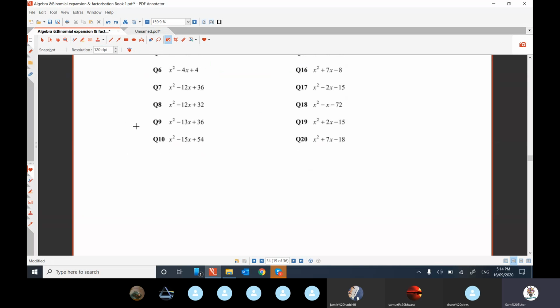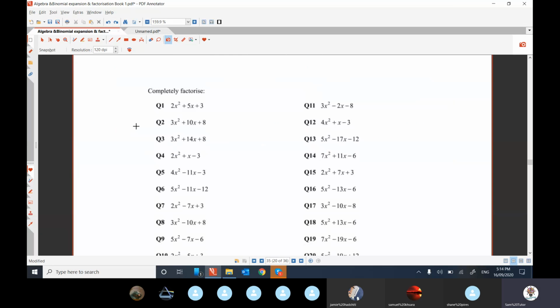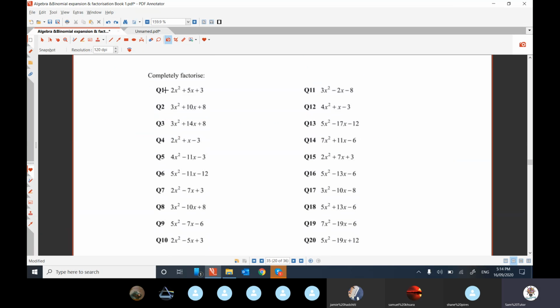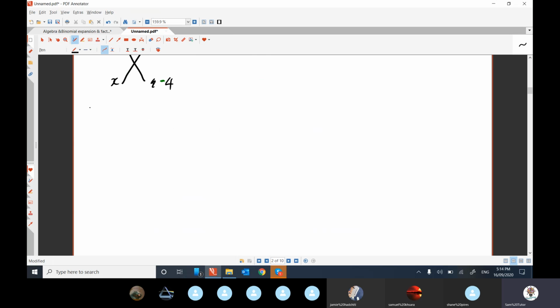Okay, let's take it up a notch and try these ones. So this is when the actual cross comes into play. The reason being, now we've got a number in front. They're not monic, where there's a number 1 in front. So let's try this.